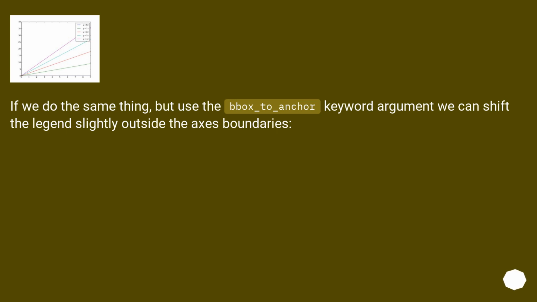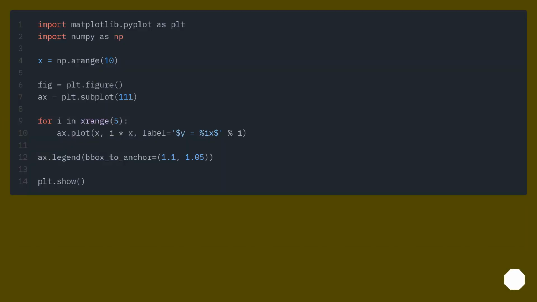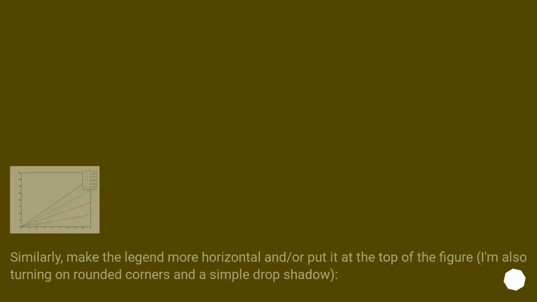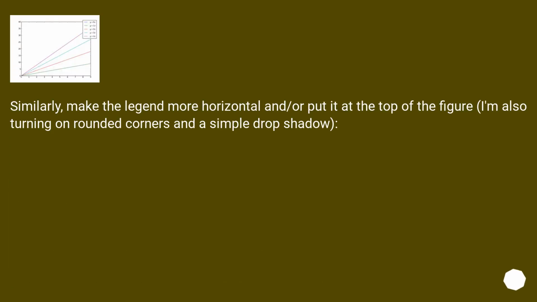If we do the same thing, but use the bbox_to_anchor keyword argument, we can shift the legend slightly outside the axis boundaries. Similarly, make the legend more horizontal and/or put it at the top of the figure. I'm also turning on rounded corners and a simple drop shadow.